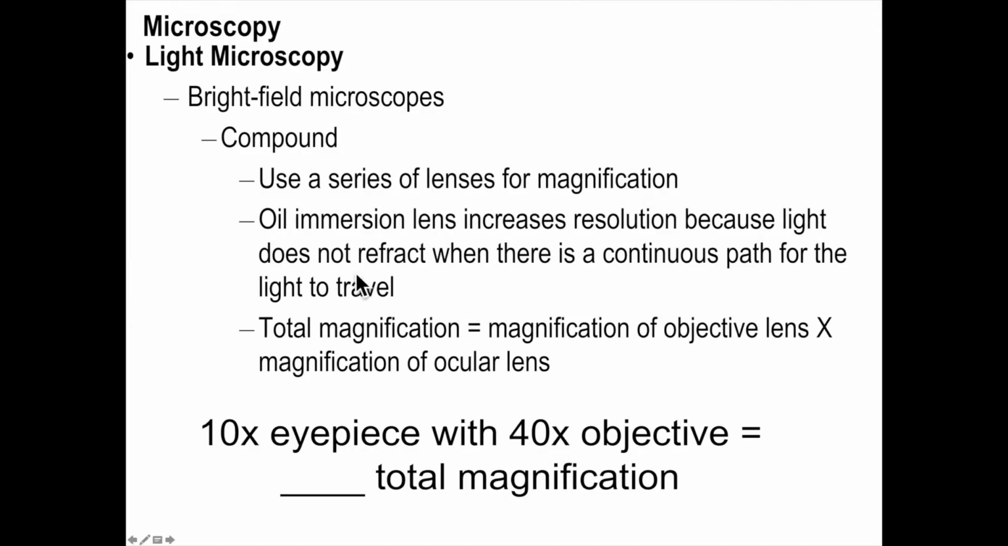In this case, it'd be 400 times total magnification, which means that when you use your oil immersion lens, which is 100x, you end up with 1,000 times magnification. That's why we can see something that is 1 micrometer long through the microscope, because essentially we're seeing it as if it was 1,000-fold larger, a millimeter. This oil immersion lens increases the resolution, and we'll talk about why that is.